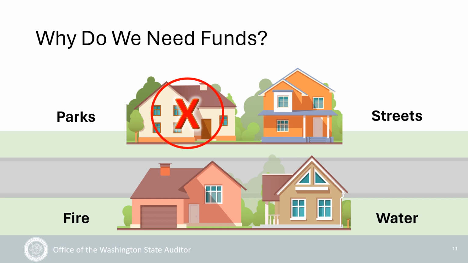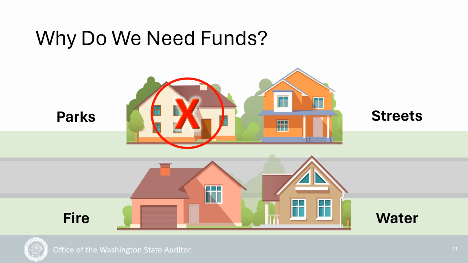Let's look at it by fund instead. We can view the government as a neighborhood. Each house is essential to the neighborhood and makes up the overall community. Each one is important, and each one accounts for their revenues and expenses separately.